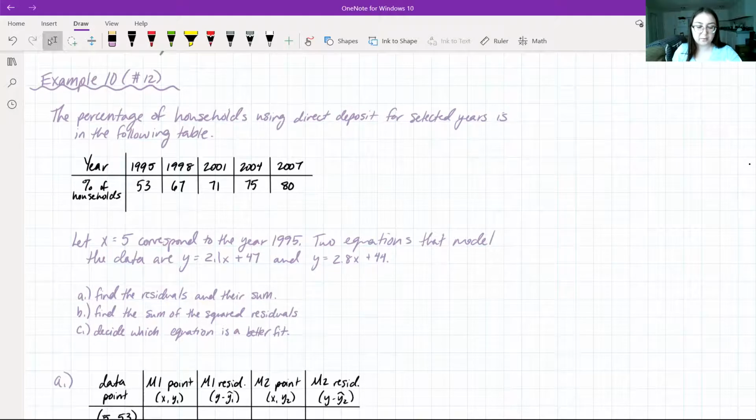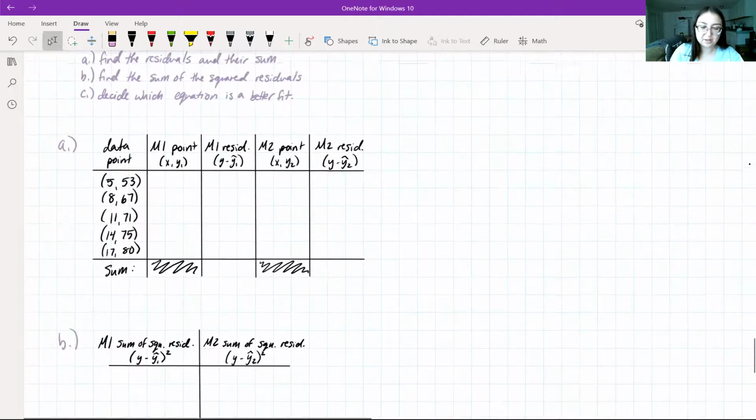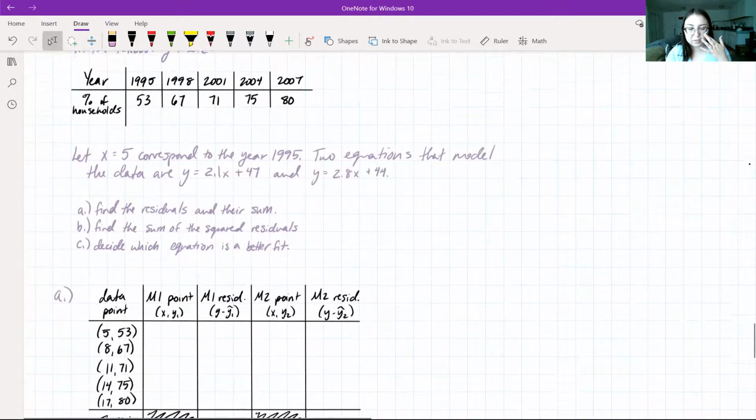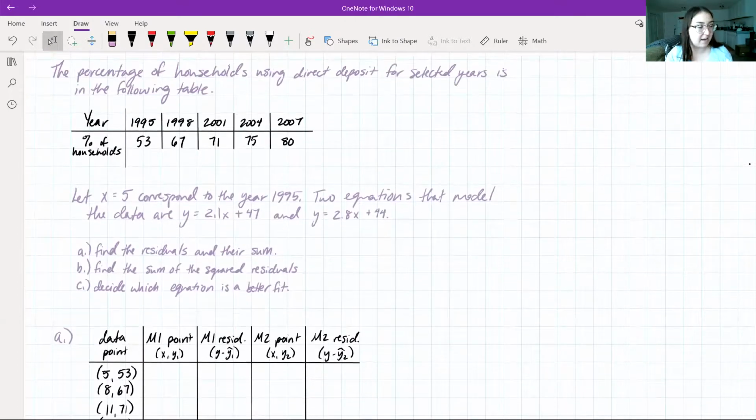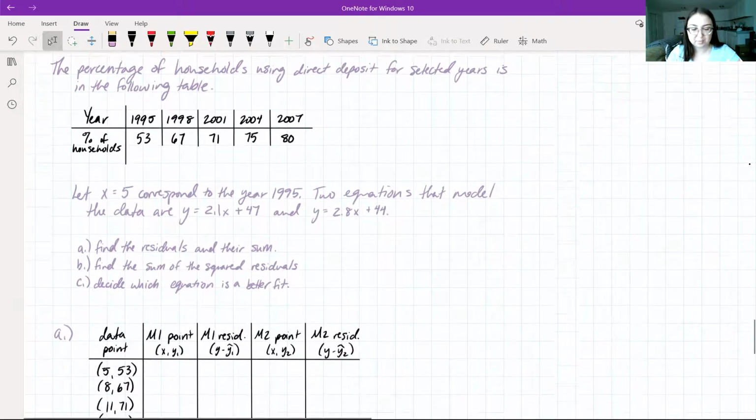So for part A, we're going to find the residuals and their sum. Then for part B, we're going to find the sum of our squared residuals. Then for part C, we're going to decide which equation is a better fit based on what we just talked about. So for part A, what we're doing here is calculating these residuals based on our equation.